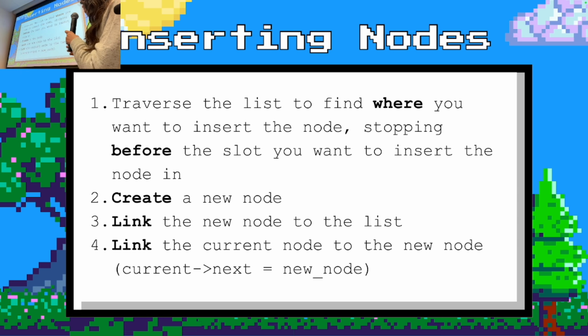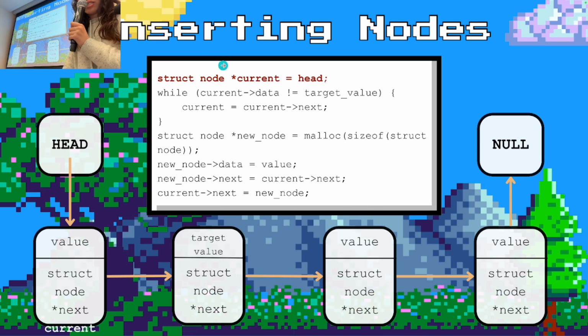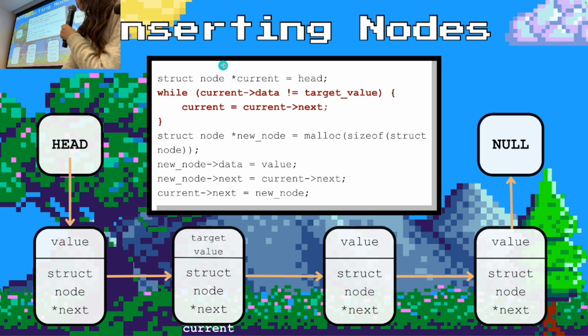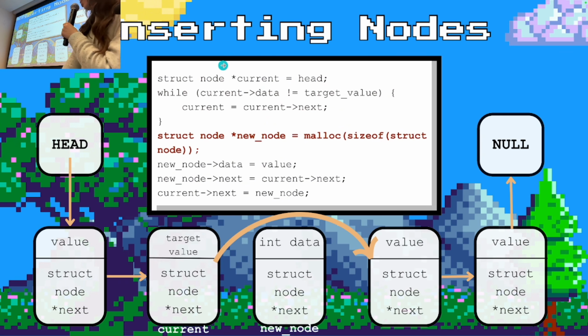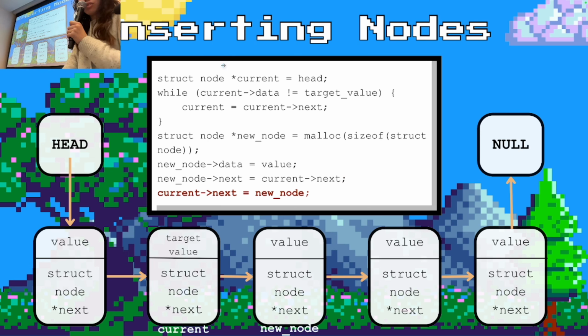It's chill. And then after you've found where you want to insert it, you want to create the new node, and then link the new node to the list, and then link the current node to the new node. So I've got a diagram of what that looks like. We start at the head as always, and then we traverse until we get to the target value, and then we create a new node, and we initialize its value, and we link the new node to the list, and then we link current to the new node.